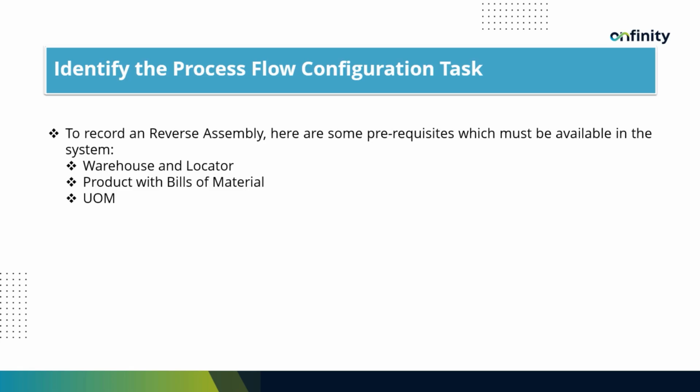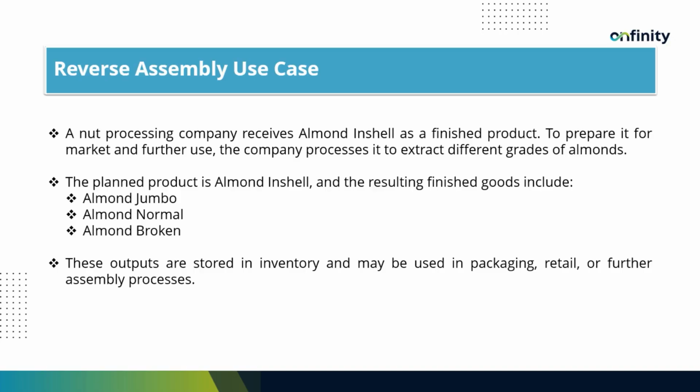Next, let's identify the process flow configuration tasks that are necessary. To record reverse assembly, here are some prerequisites which must be available in the system. You must have a warehouse and locator defined, a product with a bill of material, and the proper unit of measure UOM set up. Now let's review the reverse assembly use case.